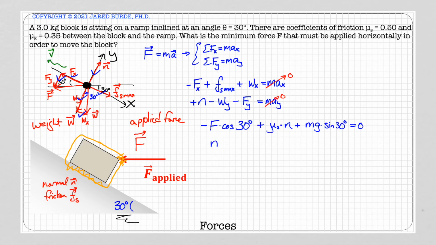Looking in the y direction, I have n. I have the y component of the weight. The full value of the weight is mg. The cosine of 30 degrees gives me that y component there, this adjacent side right there, using the cosine. And then I have a y component of the force. The y component of the force in this case is going to be the full value of the force, F, times sine of 30 degrees, because it is opposite that 30-degree angle.